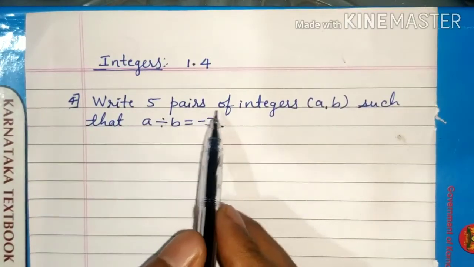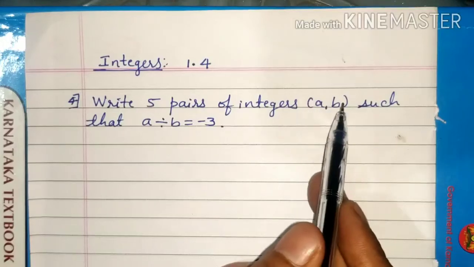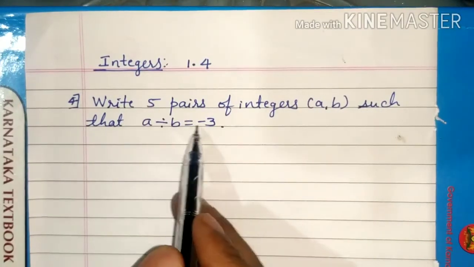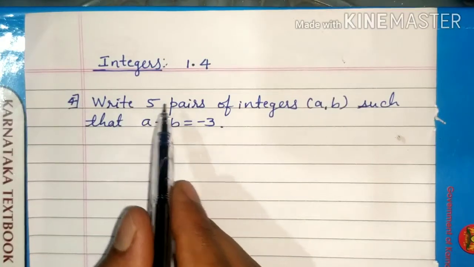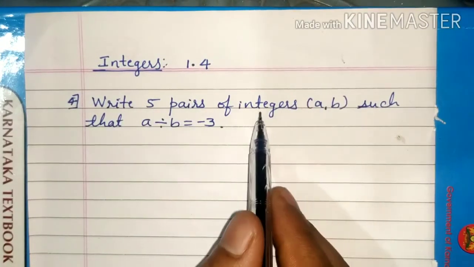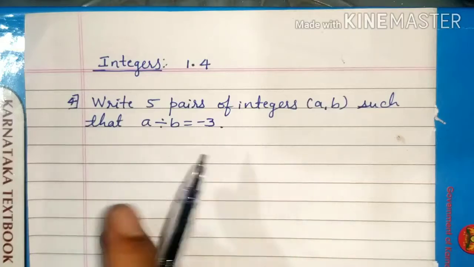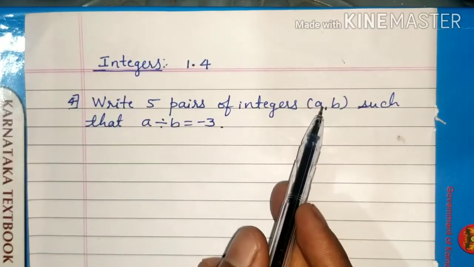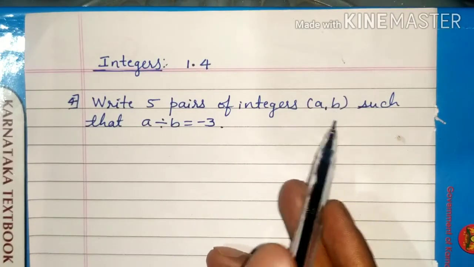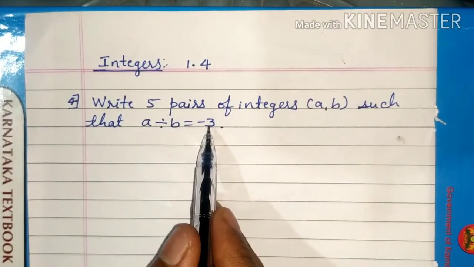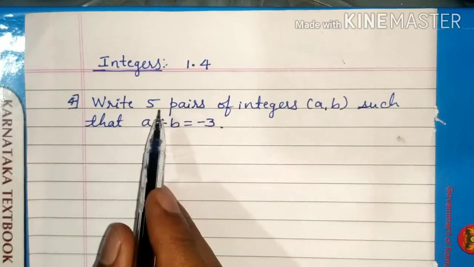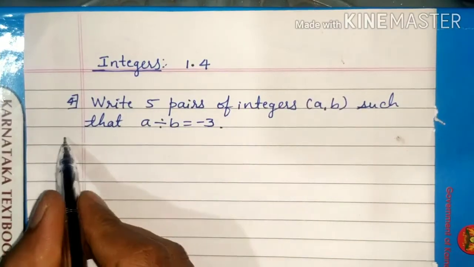Write 5 pairs of integers a and b such that a divided by b is equal to minus 3. So you have to write 5 pairs of integers. You have to choose two numbers, for example a and b, in general. So when you divide the first number by the second number, your answer should be minus 3. Like that, 5 pairs you have to write.